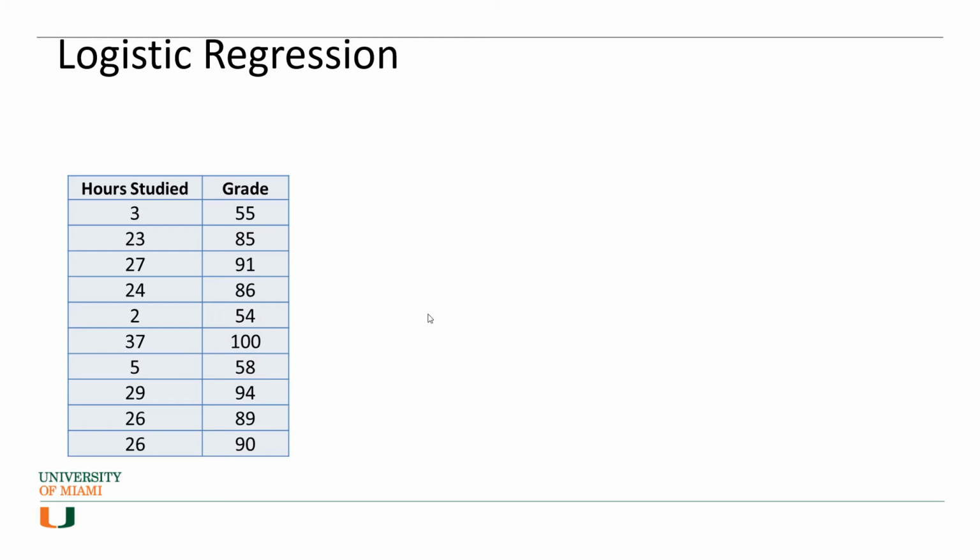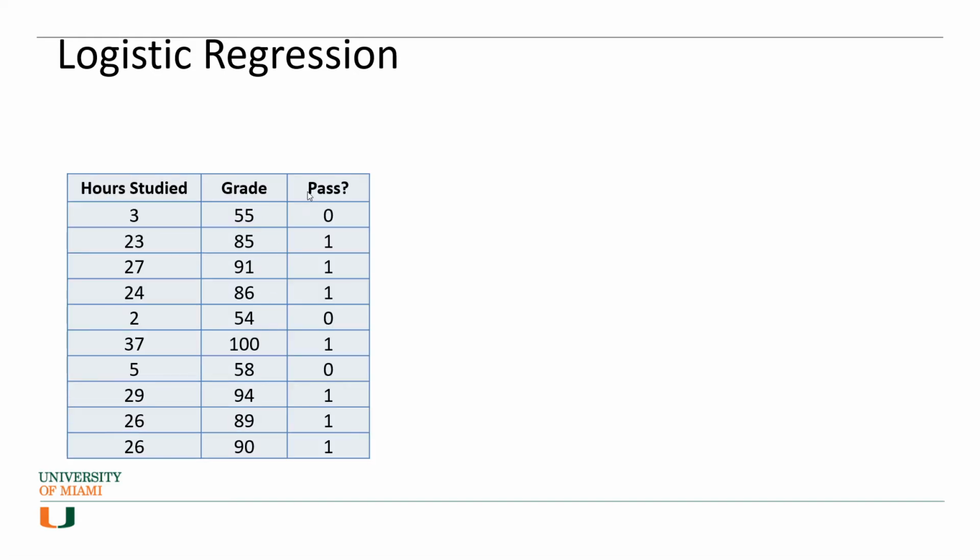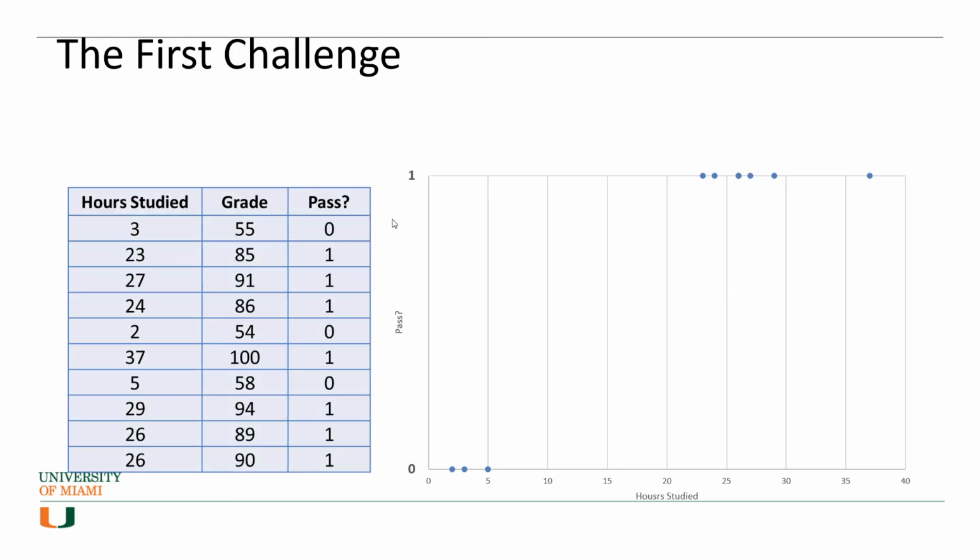Now, how about the situation where instead of looking at the final grade as a number, we look at the outcome as a binary outcome? So whether or not the student has passed the class rather than looking at their final grade. And now this would introduce an immediate challenge, and that is when you plot this binary outcome that can either be 1 or 0, then you no longer are going to have that extended range of values.